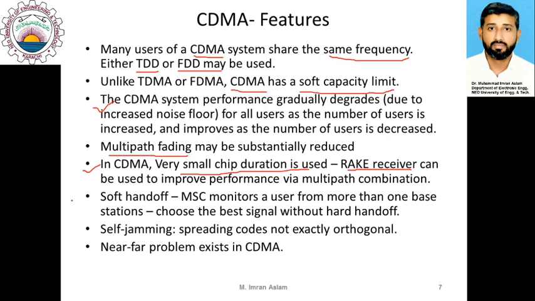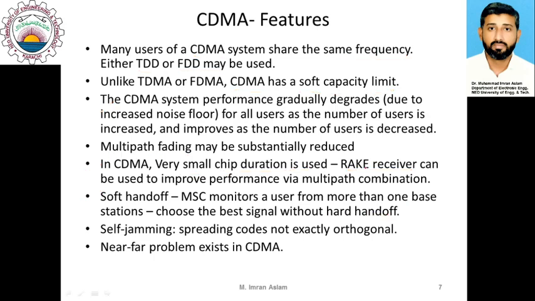Secondly, in CDMA systems, we generally have soft handoff. Soft handoff means the signals are not directly changed from one base station to another. The MSC monitors the users from more than one base station, monitors the signal strength coming from different base stations, and eventually decides the best signal coming from all those base stations without having a hard handoff in the system.